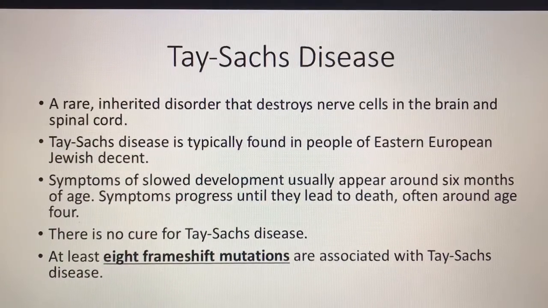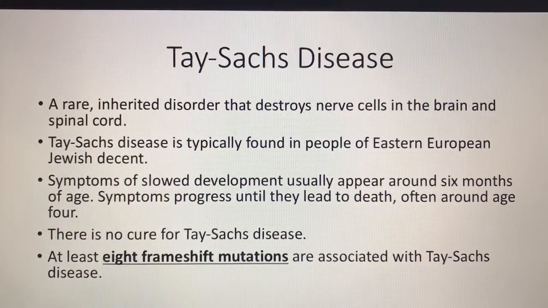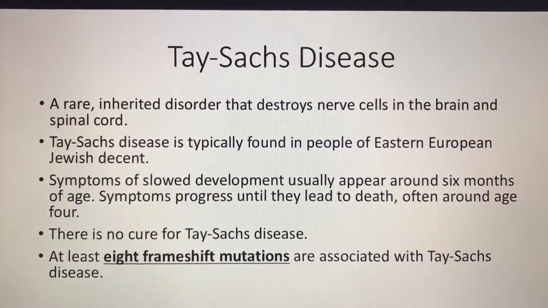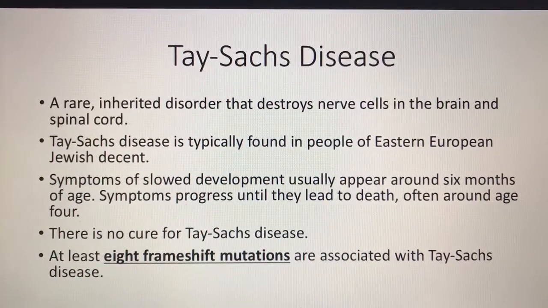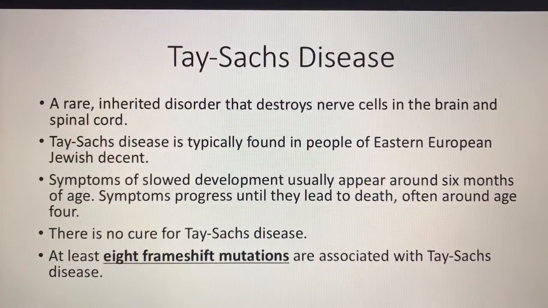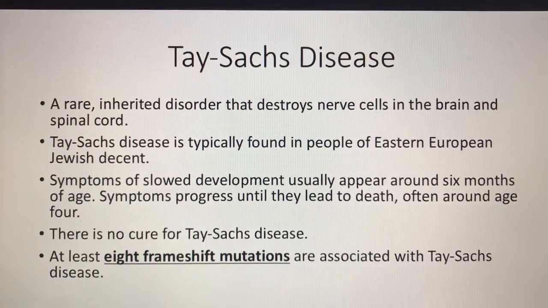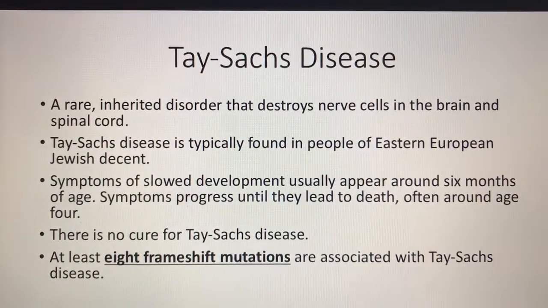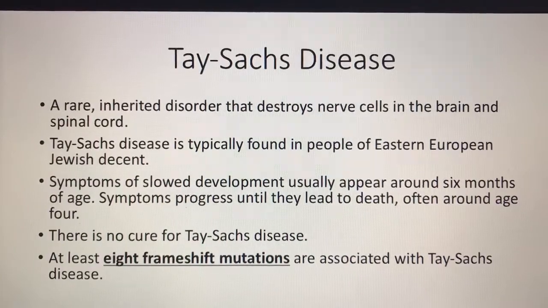Symptoms of slow development usually appear around 6 months of age, and these symptoms progress until they lead to death, often around the age of 4. There is no known cure for Tay-Sachs disease. At least 8 frameshift mutations are associated with this disease.